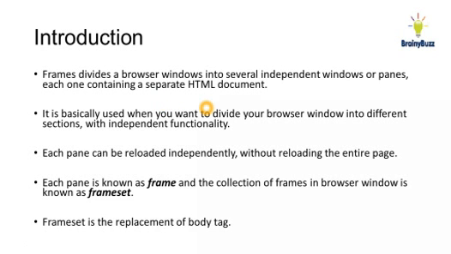Frames basically divide your browser window into several independent windows or panes, each one containing a separate HTML document. They all have their own functionality, and each pane can be reloaded independently without reloading the entire page. Each pane is known as a frame, and the collection of frames is known as the frameset. When you use a frameset, you do not need the body tag.